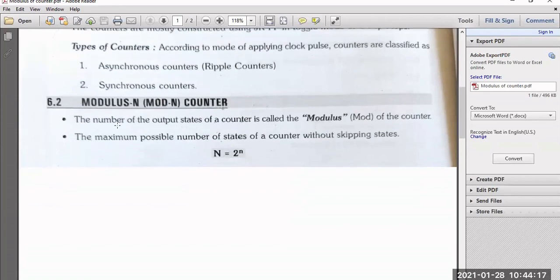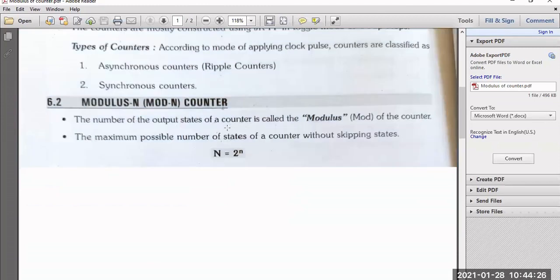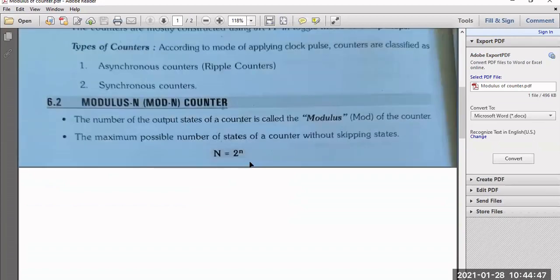And this point only I have missed. That is, what is the modulus of a counter. That is also called a mod N counter. The number of output states of a counter is called the modulus of the counter. Total how many states can be generated by the counter is called the modulus of the counter, indicated by capital N. The maximum possible number of states of the counter without skipping states is N equals 2 power n.